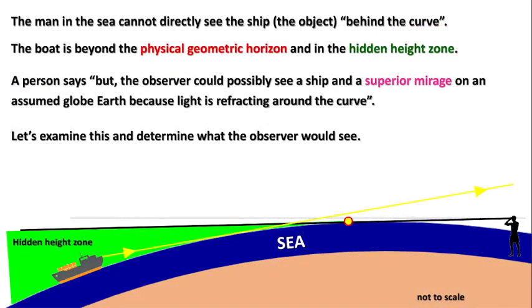The man in the sea cannot directly see the ship or the object behind the curve. The boat is beyond the physical geometric horizon and in the hidden height zone. A person says, but the observer could possibly see a ship and a superior mirage on an assumed globe Earth because light is refracting around the curve. Let's examine this and determine what the observer would see.